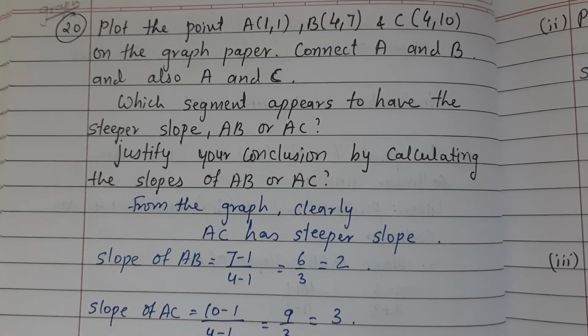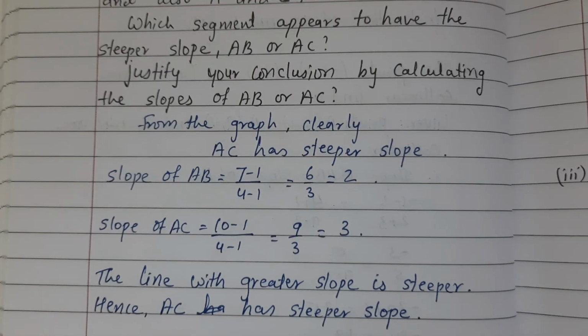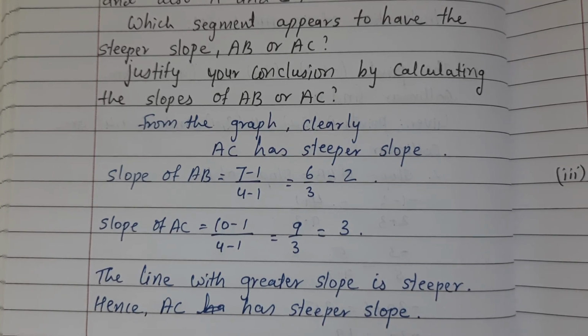Sum number 20. Plot the points A(1, 1), B(4, 7) and C(4, 10) on the graph paper. Connect A and B and also A and C. Which segment appears to have the steeper slope, AB or AC? Justify your conclusion by calculating the slopes of AB and AC. From the graph, clearly AC has the steeper slope.